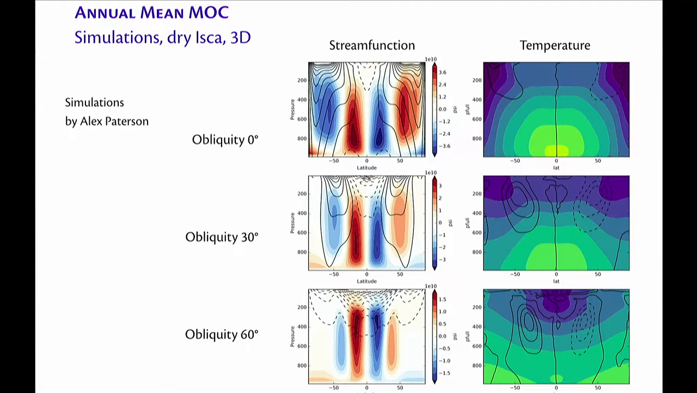Sorry, isn't this with the seasonally varying forcing and then you're taking the annual mean? Yes, you're not forcing it with the annual mean. No, seasonal forcing. So this is a dry model with a bit of seasonally varying forcing following astronomy.